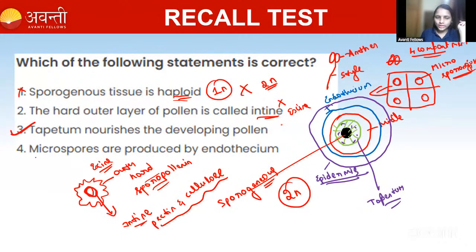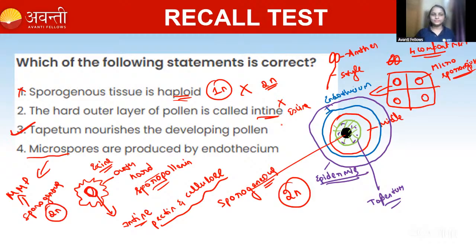Then coming to the fourth one, the microspores are produced by endothelium. Is that correct? Are microspores produced from the endothelium? No, here you can see endothelium is the third layer, right? The microspore is mainly produced from the microspore mother cell. These microspore mother cells are formed from sporogenous tissue. Sporogenous tissue, which is diploid, right?